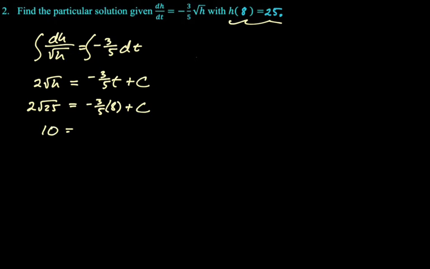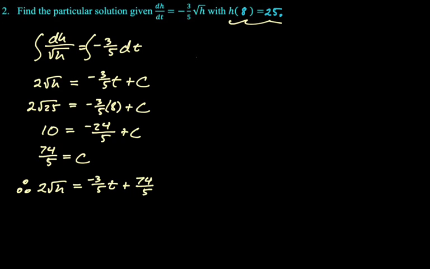So if we do this, we get 10 is negative 24 over 5 plus c, and that means that c is 74 over 5. All right, so plug that value in, and we have 2 root h equals negative 3/5 t plus 74 over 5. But this isn't good enough because what we need to do is solve for h. So I'm going to divide everything by 2 to get this.